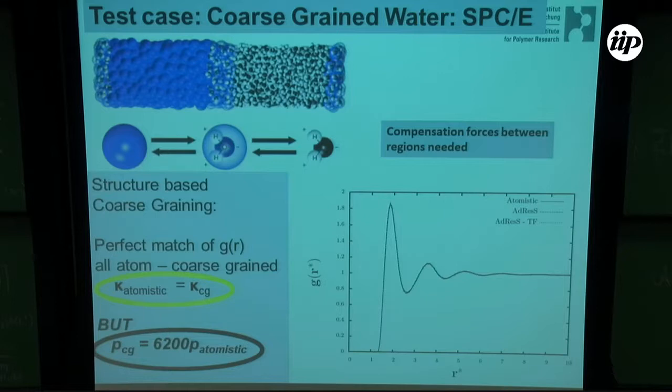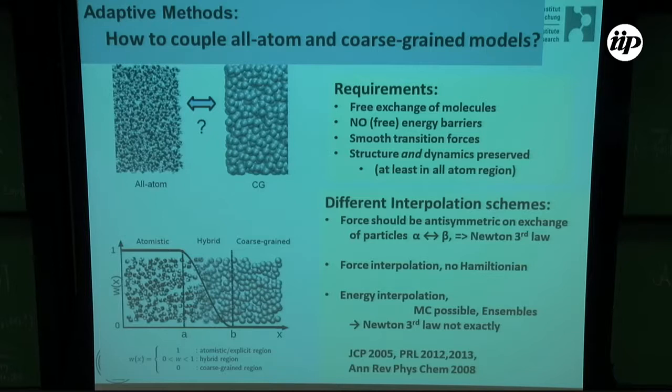There's nothing going on anymore. So how can we deal with that? Again, we want to have a free exchange of molecules, no free energy barriers, smooth transition forces, and statics as well as dynamics should be preferred. There are different ways of doing that, introducing interpolation schemes and corrections between these regions.